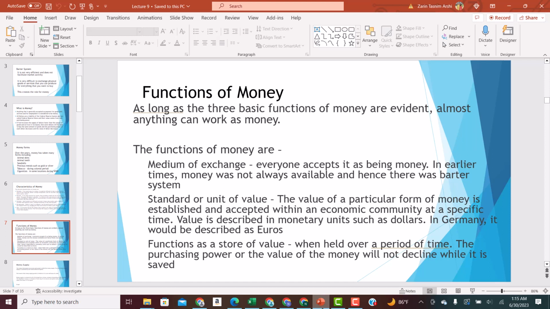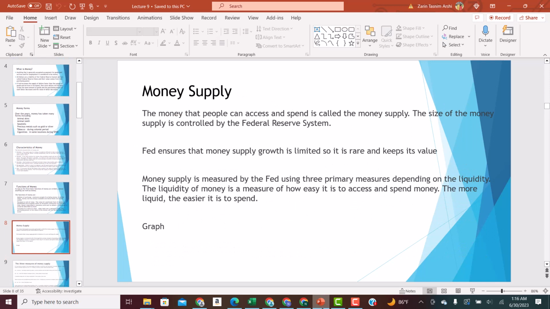And thirdly, the third function of money is that money must be a store of value. When you hold money over a period of time, it will still hold the value of the purchasing power. So let's say you have a $50 bill in your purse for 3 years, and if it does not wear out, you will still be able to buy goods worth $50 with that bill, right? It does not depreciate. The value does not go down from $50 to $30 or $40. The value remains $50. So it acts as a store of value, and the value does not decline while it is saved.